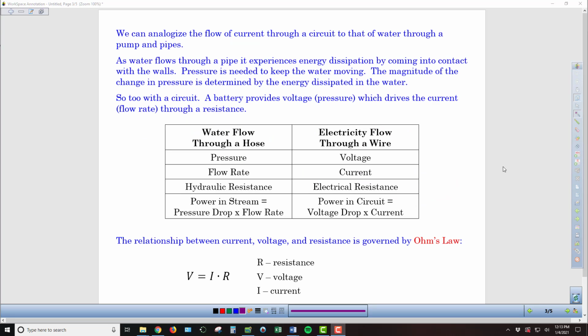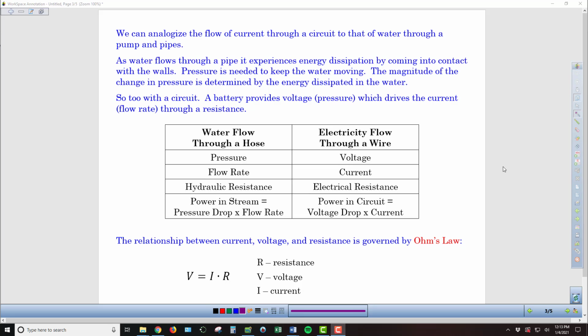I made mention of it already, but we can analogize the flow of current through a circuit to what's going on with water flowing through a pump and a series of pipes or a hose. As water flows through the pipe, it does experience energy dissipation. Some of the energy in the flow is dissipated because of the contact with the walls. We'll study this in our mechanical engineering chapter, a couple equations related to the flow of fluid within a pipe. But there's that friction, that resistance. So we can think of that as being the resistance that the electrons experience when flowing through a circuit.